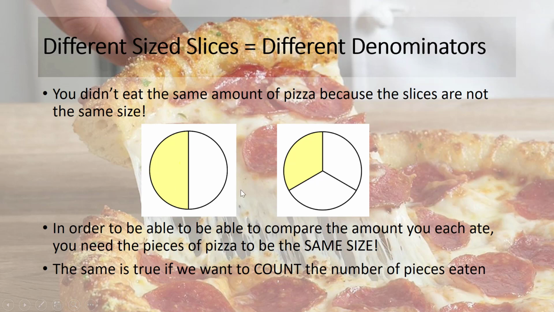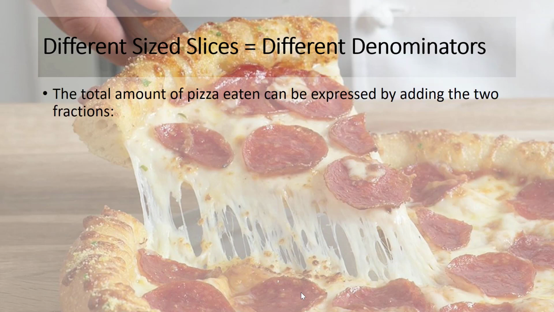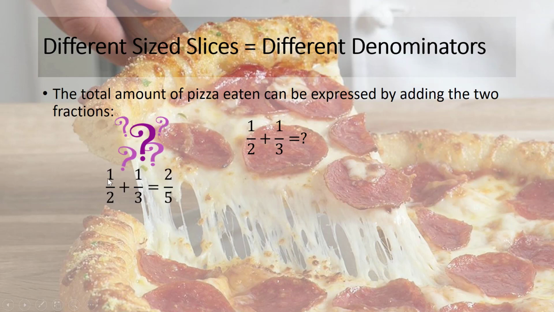The same is true if we want to count the number of pieces eaten. In other words, how much pizza was eaten in total? Well, we could try to express this by adding 2 fractions. One person ate half of a pizza, the other person ate a third of a pizza. But how can we add those together? Sometimes students want to do this. They say, well, 1 plus 1 is 2, and then 2 plus 3 is 5. Let's see if that makes sense in the context of what we understand now about fractions and what they represent.